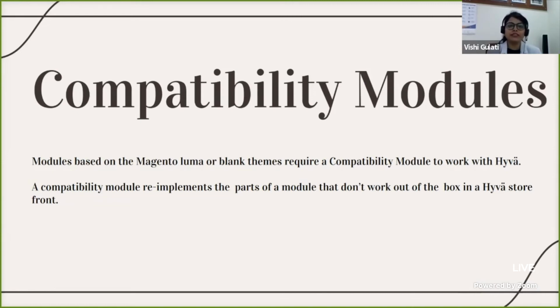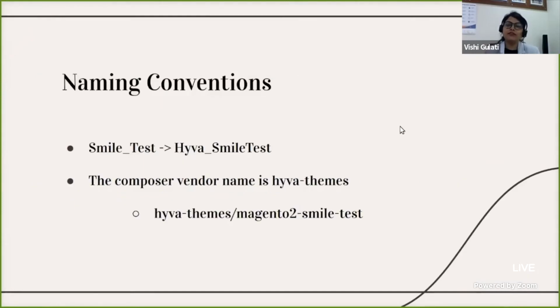So a compatibility module actually re-implements only those parts of that module which are not working with the Hoover storefront. Suppose you have an XYZ extension and its front end is not working with Hoover. So we create a compat module for that, so that it will start working with Hoover as well. That is a compatibility module, and they follow some naming conventions so that everyone is in sync.